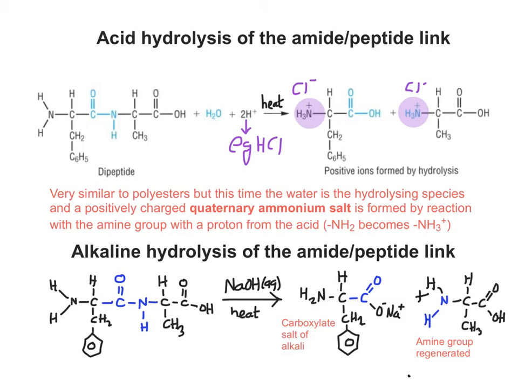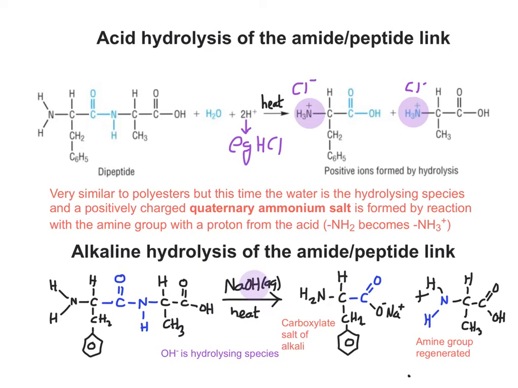When you're looking at alkaline hydrolysis, the key thing to remember is you get a carboxylate salt of the alkali, and you also get the amine group regenerated. What I've done is I've put the amide linkage, or the peptide linkage, whatever you want to call it, in blue, so you can see the destination of the two parts of it and how it's split. So this time it's the OH- that is the hydrolyzing species.